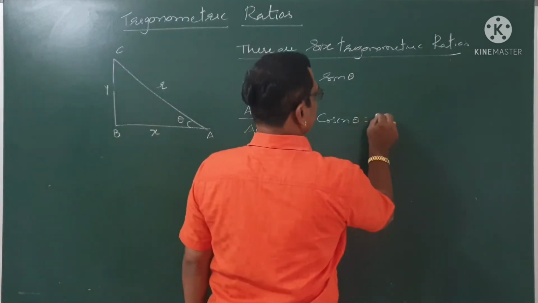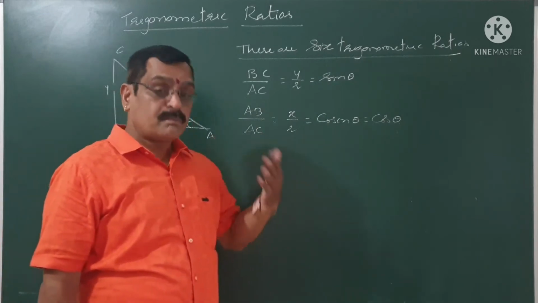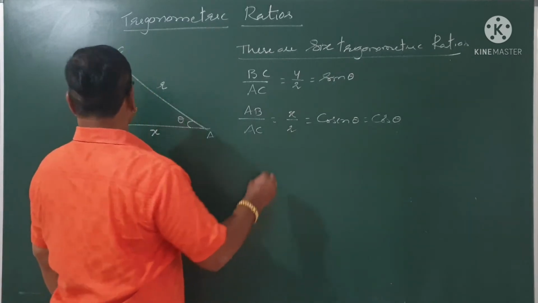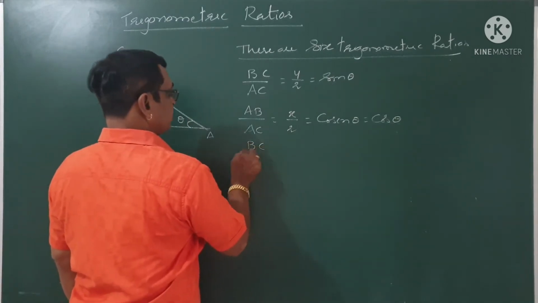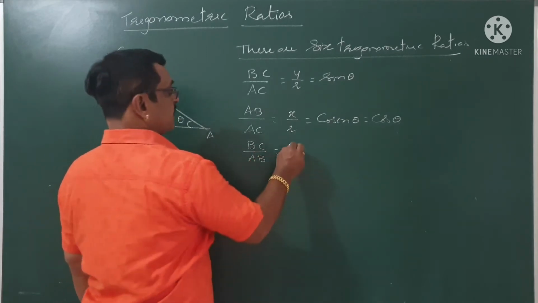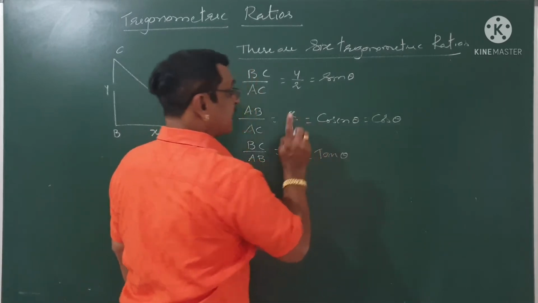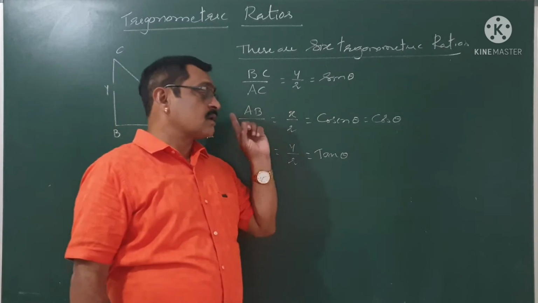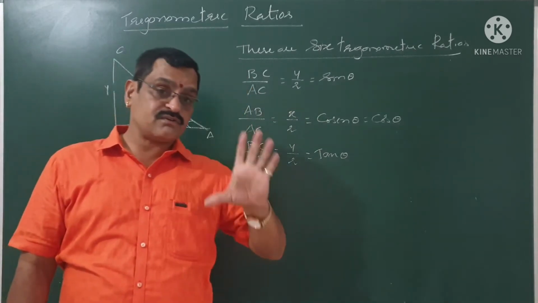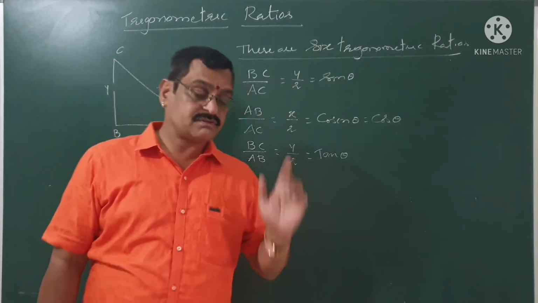Shortly we call it cos theta. Co means complementary of sine. In the next chapter, I will explain the meaning of that. The next one, BC is the opposite side, AB is the adjacent side, that is y by x, which we name tan theta. This sin theta, cosine theta, tan theta are just names of the ratios. And of course, these are real numbers.